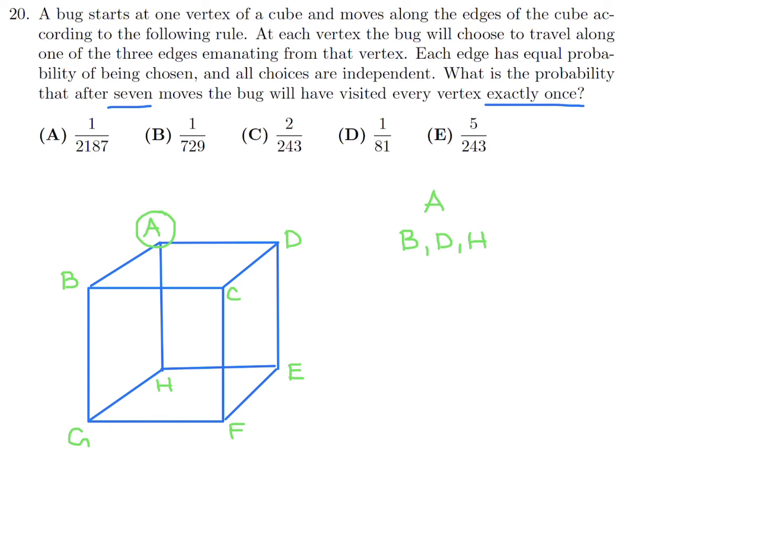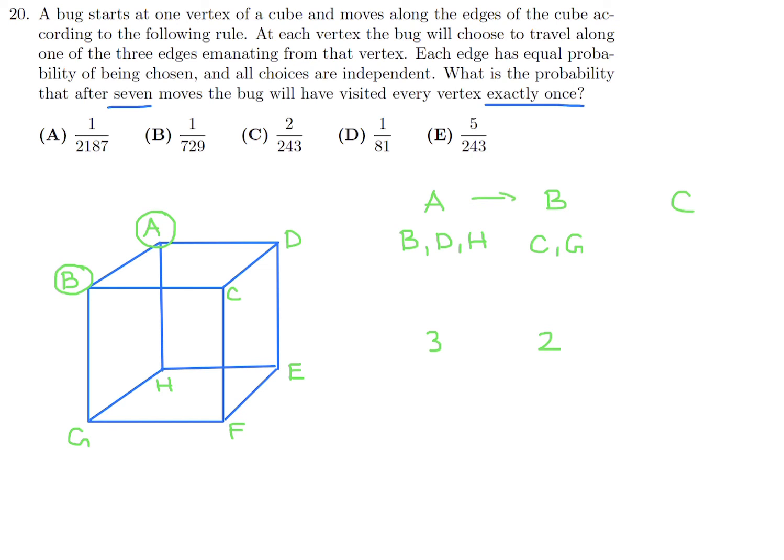So now, once you're there, where do we go from there? So let's say he is starting at A. He's got 3 choices, correct? B, D, or H. Now at this point, we've got to choose somewhere. So let's just choose B. He goes next to B, let's say. From B, where can he go? Well, he can't go back to A because he can only visit each vertex exactly once. So from B, he can only go to either C or G. And therefore, that gives him 2 choices.